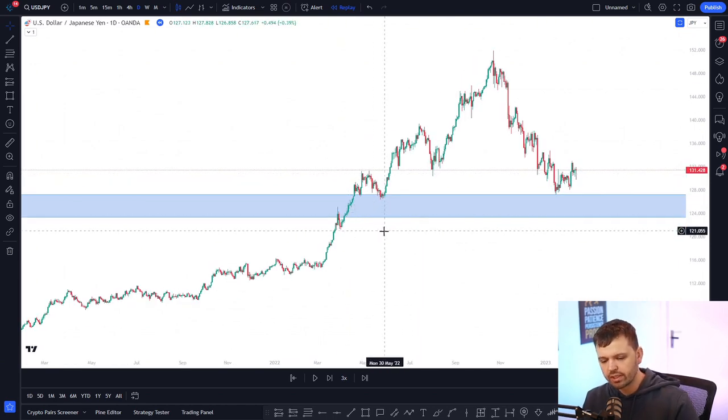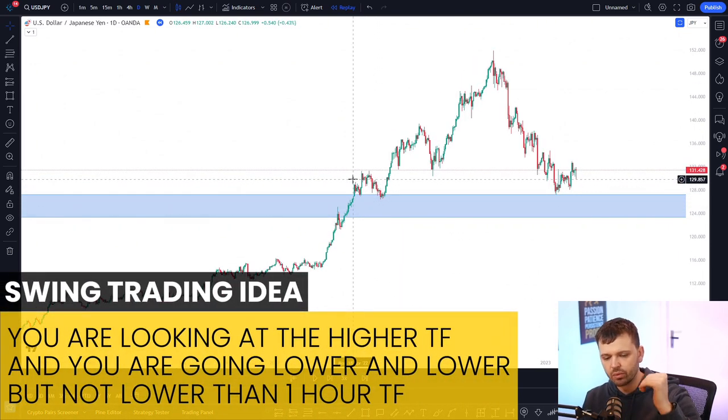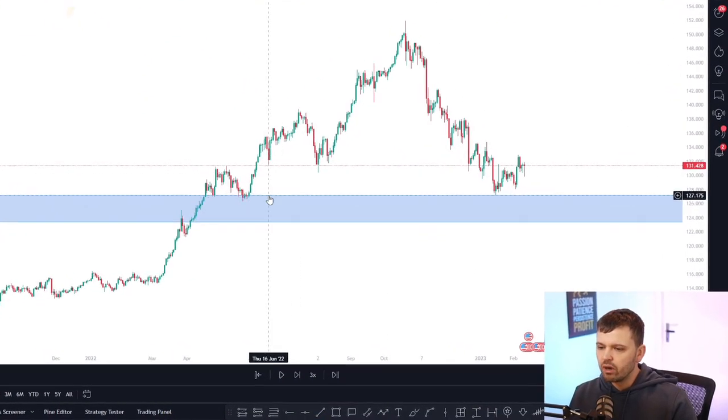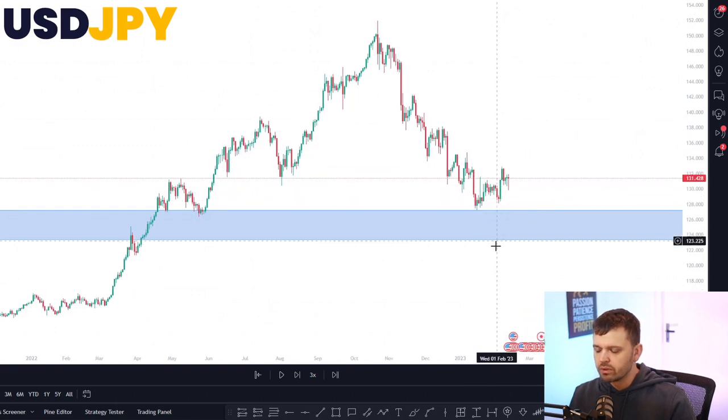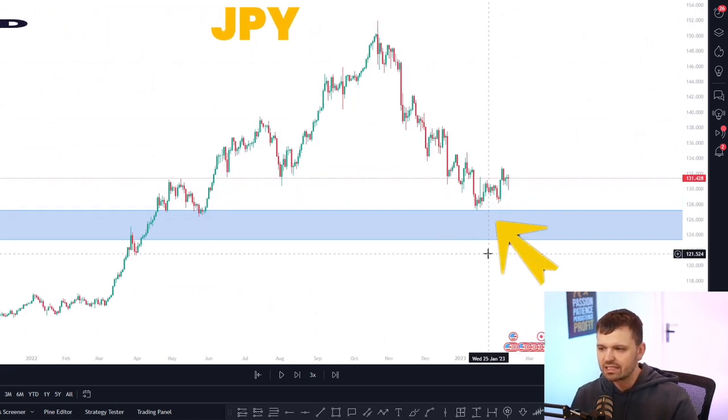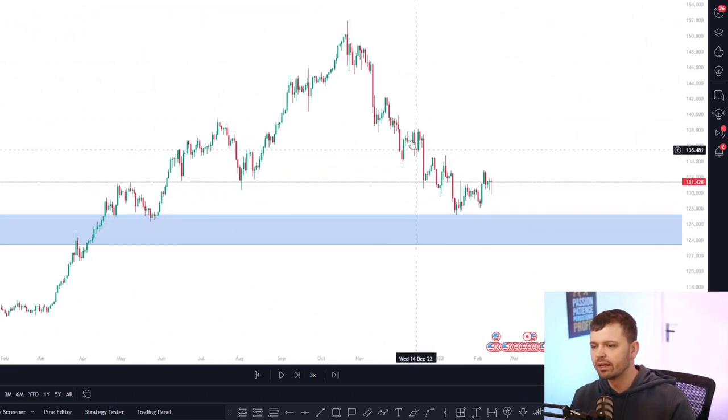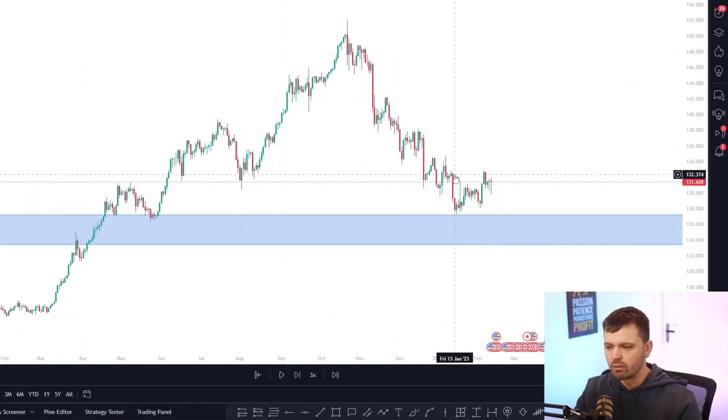But when swing trading, you're looking at the higher time frames, and then you're going lower and lower, but usually not lower than the 1 hour. So here what we have on USD/JPY is, we know that we want to be buying around these levels based on the weekly, and we just want some confirmation on the daily or maybe the 4 hours, something like that.